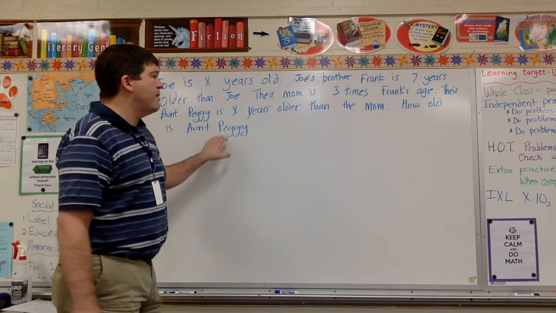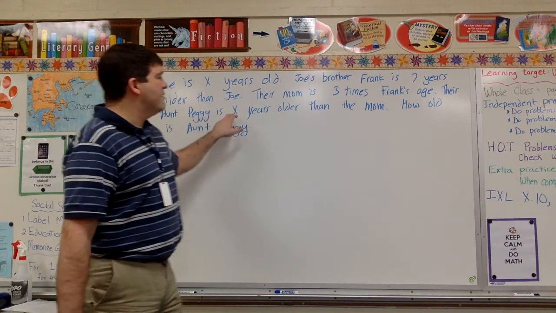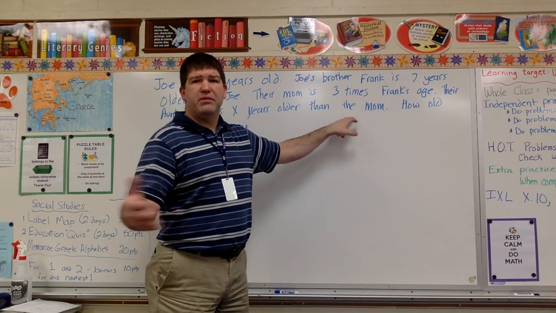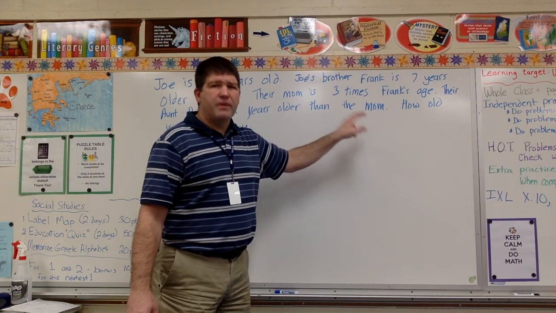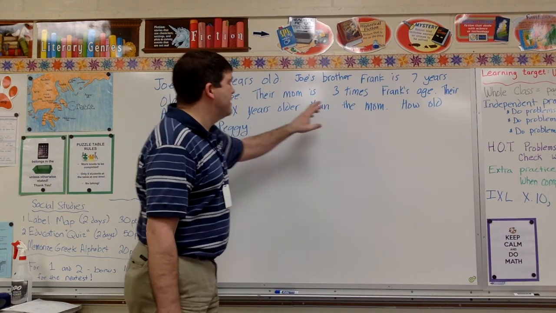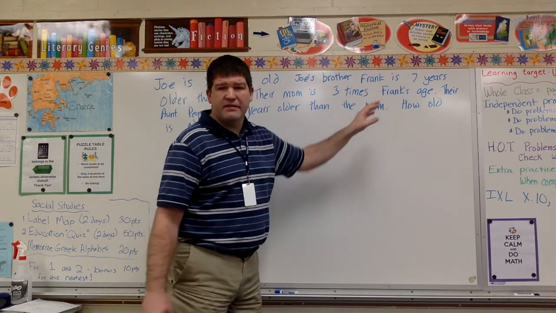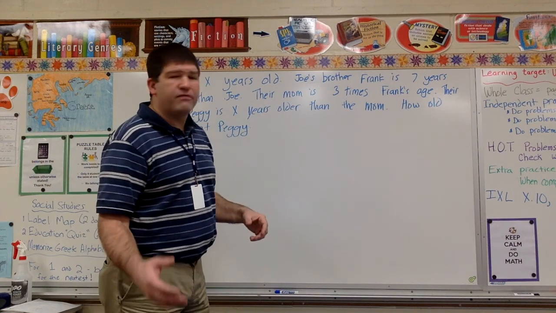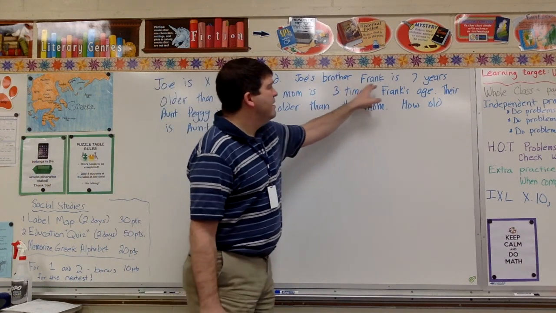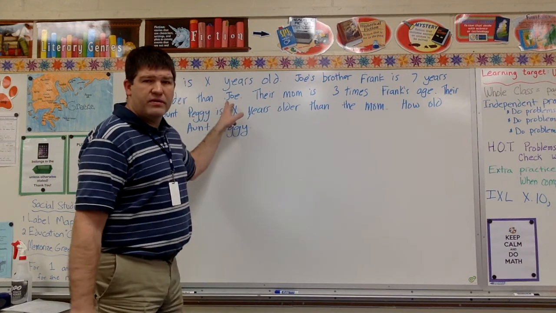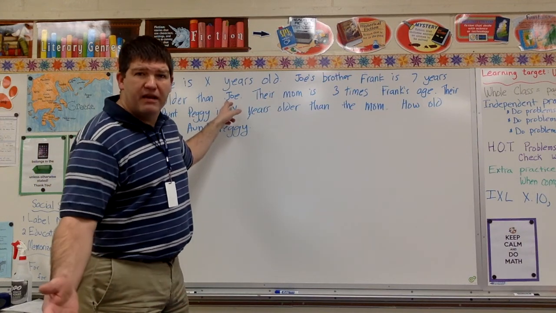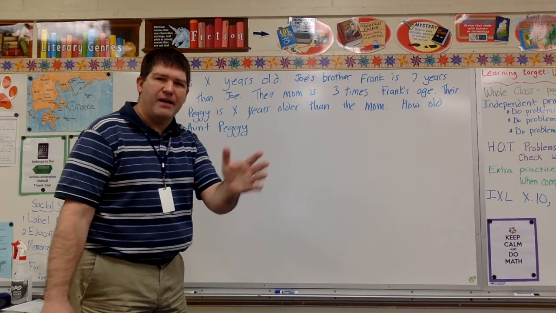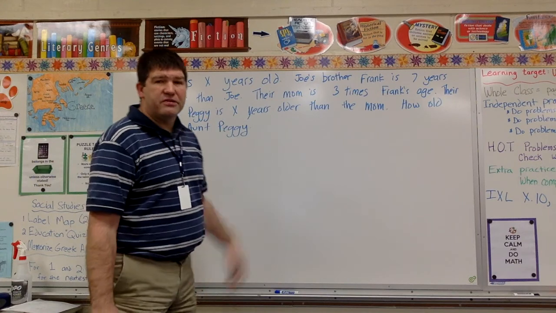So if I want to know how old Aunt Peggy is, I know that Aunt Peggy is X years older than the mom. So I just have to do the mom plus X. But do I know the mom? Well, I know the mom's age is 3 times Frank's age. So then it's 3 times Frank. But I have to find Frank's age. Well, I know Frank is 7 years older than Joe, so it's Joe plus 7. Now I need to find Joe's age. You see how this is kind of a domino? Joe's age is X years old.